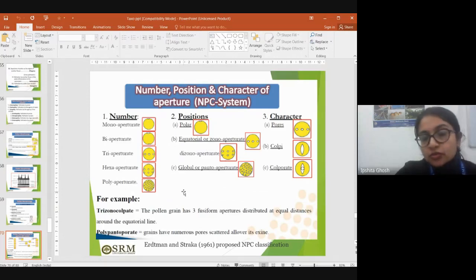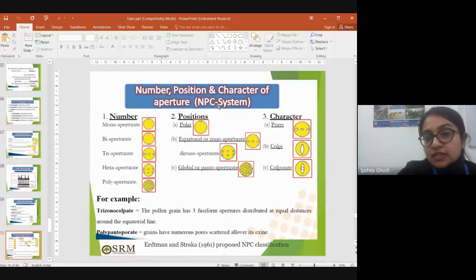Now we are going to start the NPC system of classification. So what is the system of classification? That is the pollen types. Sorry, the pollen types can be categorized into different types based on this NPC system of classification, which was proposed by Erdtman and Straka in the year 1961 and is still accepted. Okay, so it's a very old system of pollen classification which is even followed till date.